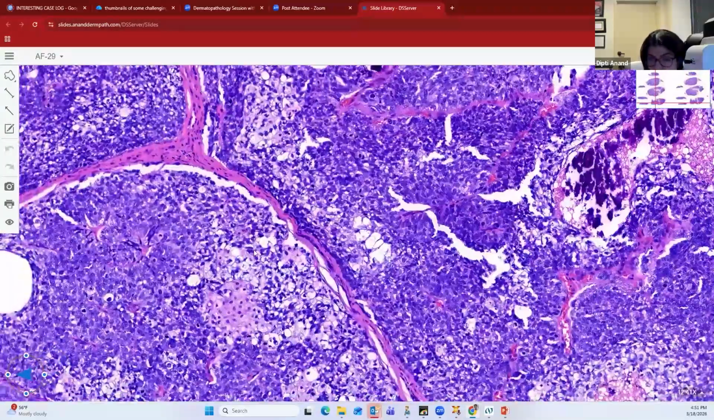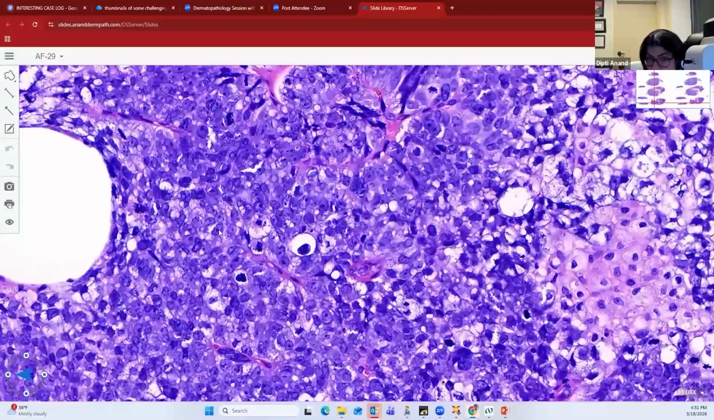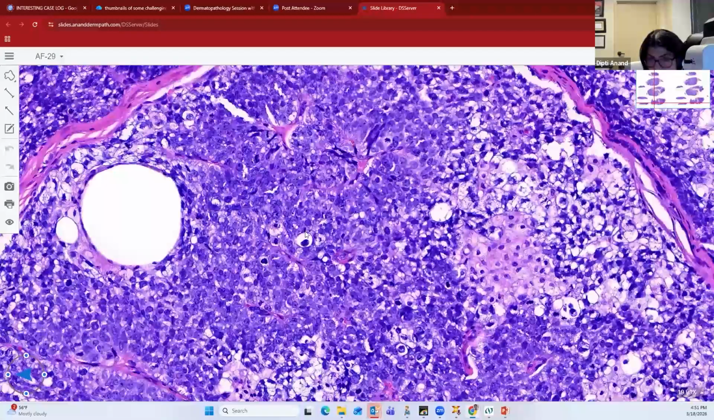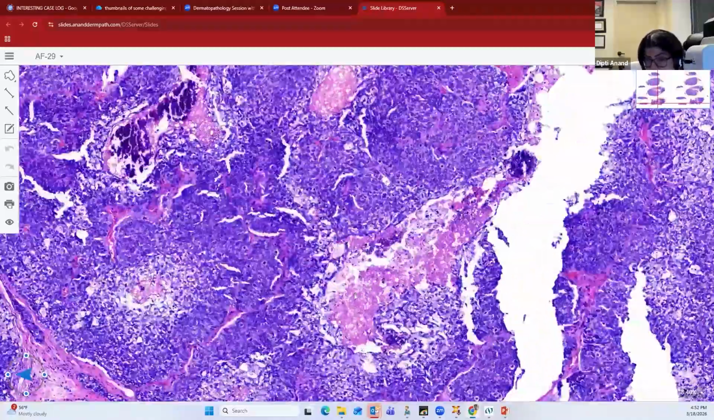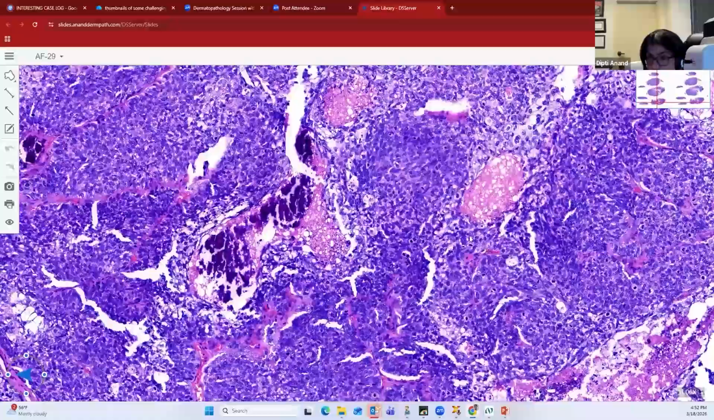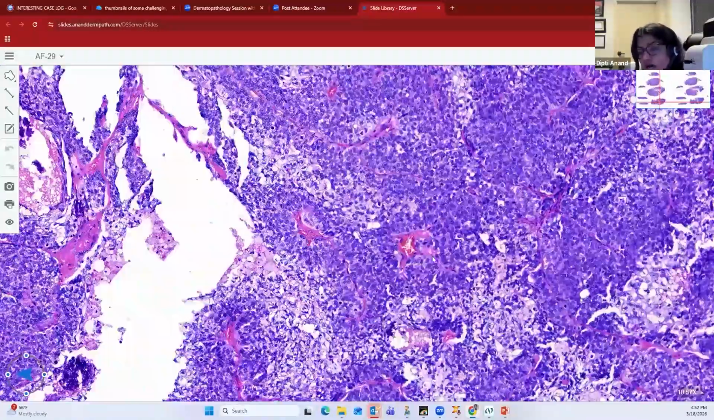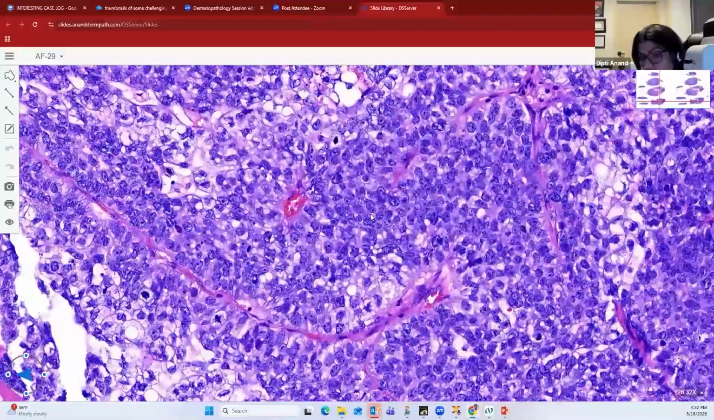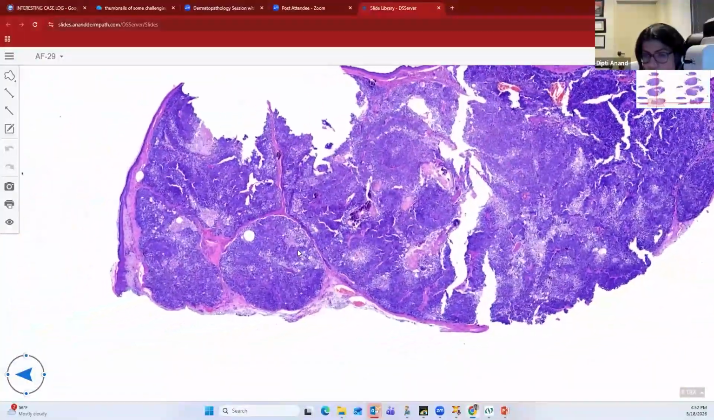When you go up on high power, you can see that it has a lot of the blue basaloid cells, which are clearly very atypical looking, very pleomorphic. They have scattered mitosis and apoptosis. You can see the central tumoral necrosis. This pink is the necrotic focus within the tumor. And then you have the blue, the basaloid areas, which have cytologic atypia and mitotic activity. So this is your sebaceous carcinoma.